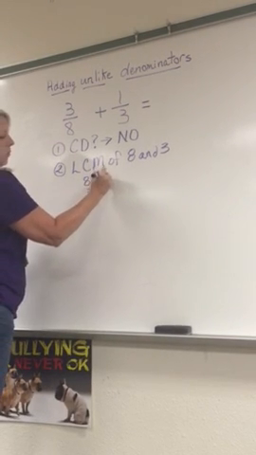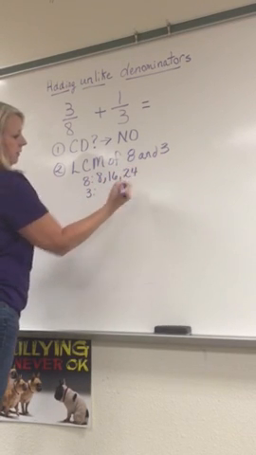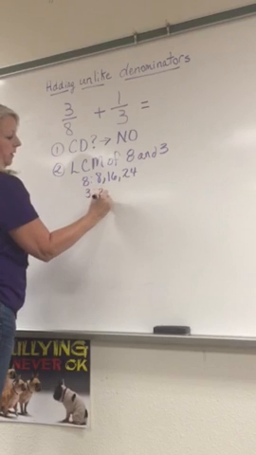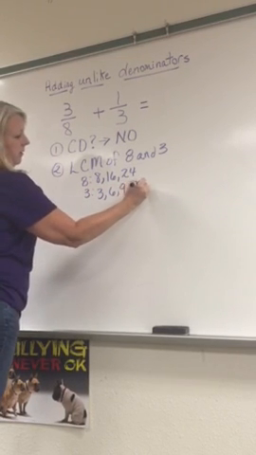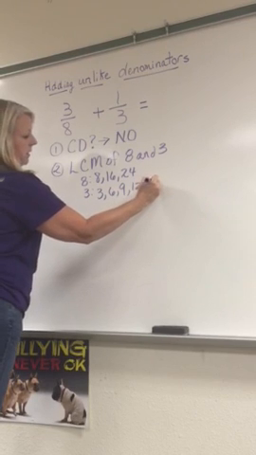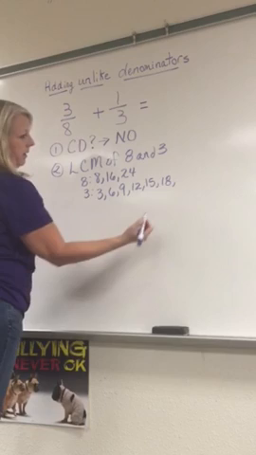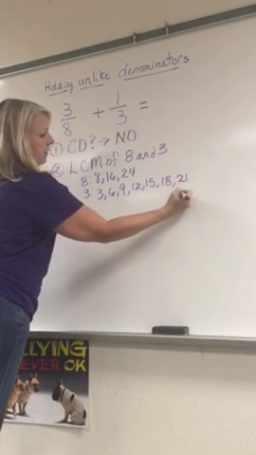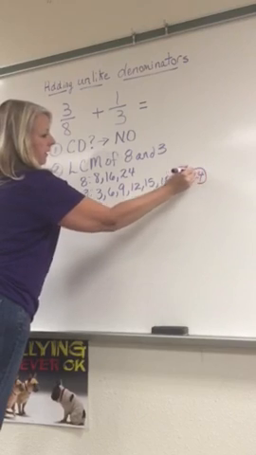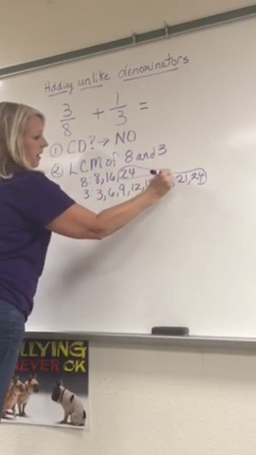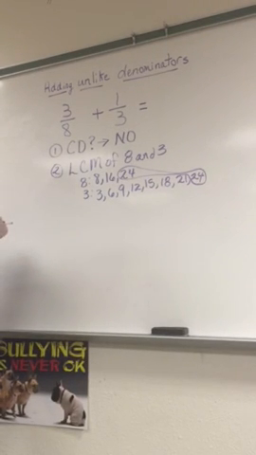Let's do 8 times 1, times 2, times 3. 3 times 1, 3 times 2, 3 times 3, 3 times 4, 3 times 5, 3 times 6. Wow, we got to keep going. 3 times 7, and 3 times 8. And okay, finally I have a common multiple for 8 and 3.